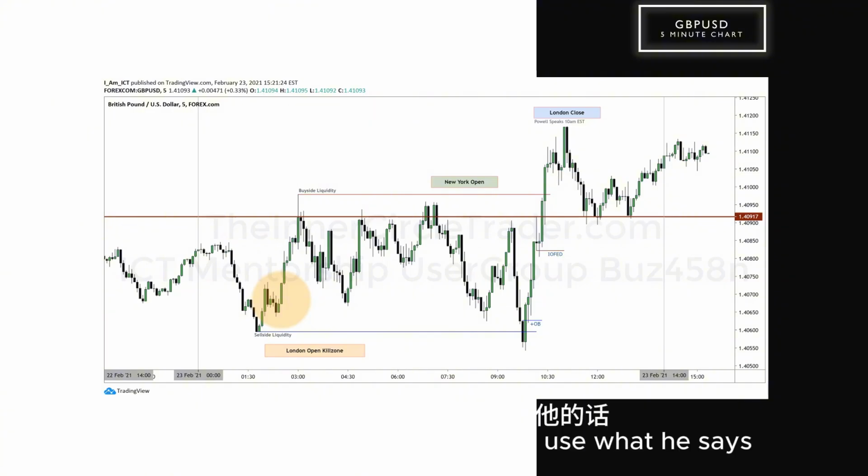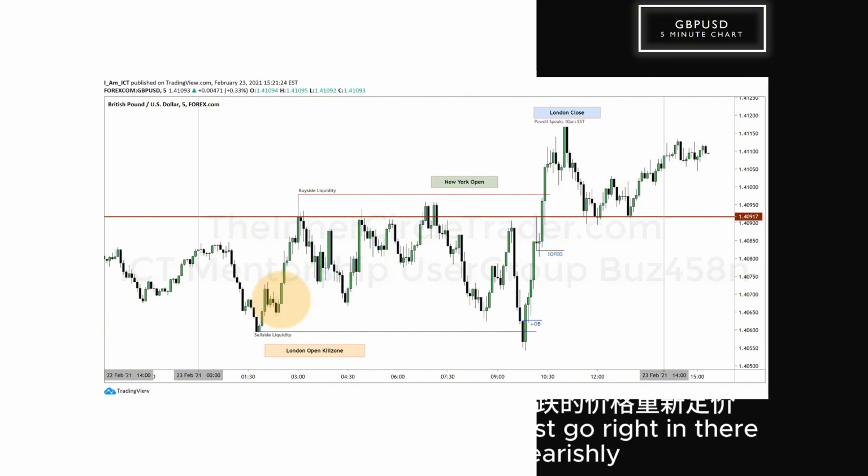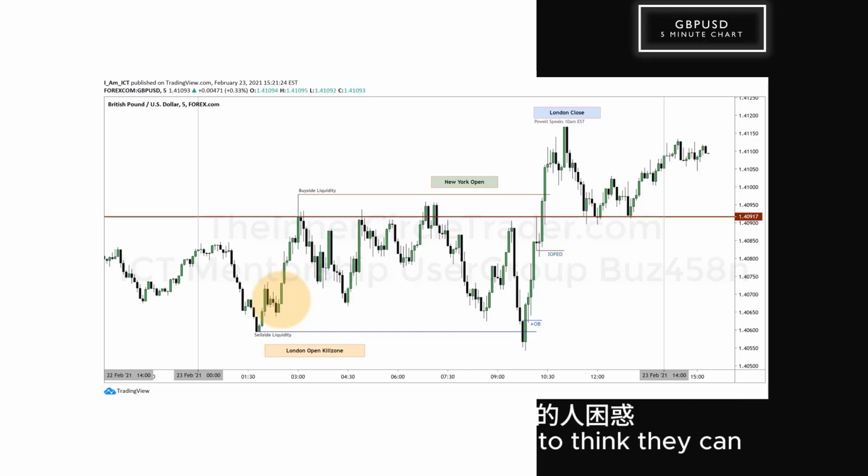So the central bank will sometimes use what he says, and what would otherwise be viewed as hawkish or dovish may be used in the delivery of price, or it may completely fade it. What would be said by him, or whoever the Fed chairman is, if it's considered bullish, many times the central banks will just go right in there and reprice against it bearishly and confuse everybody that likes to think they can predict fundamental responses.